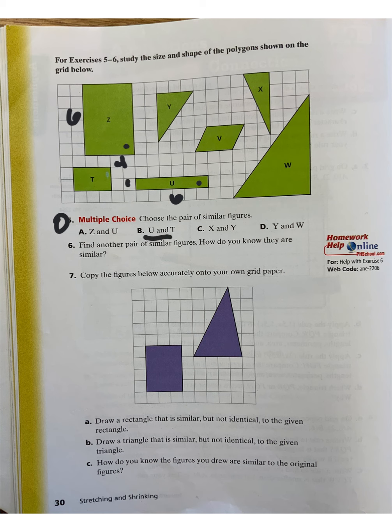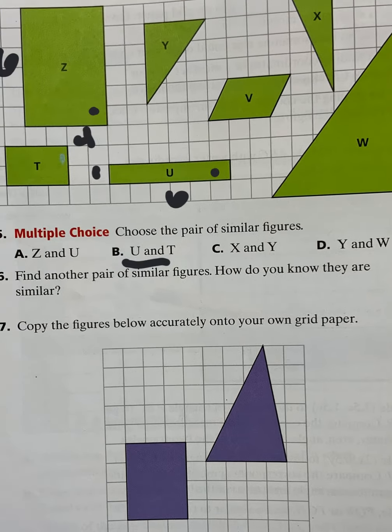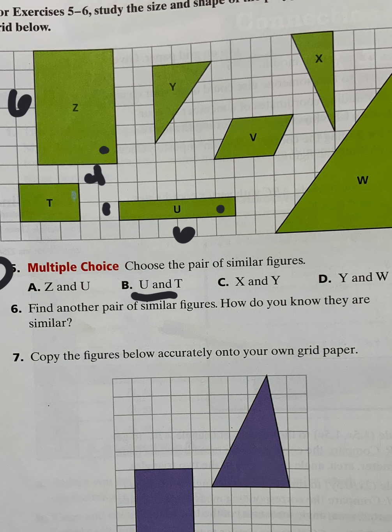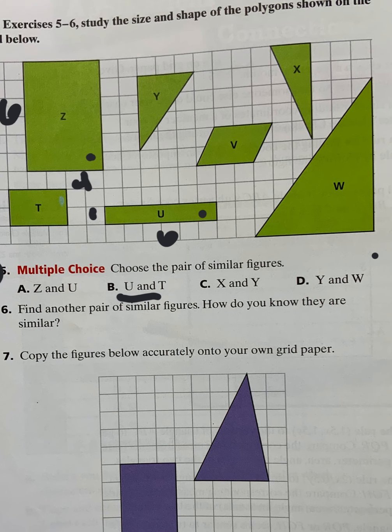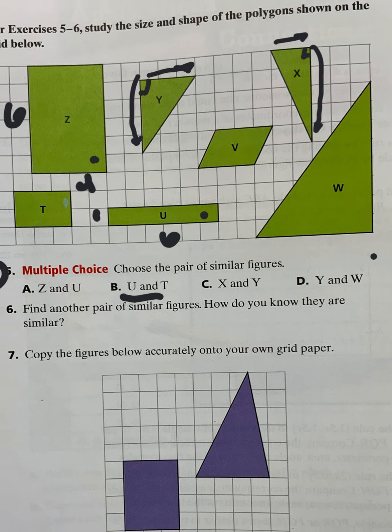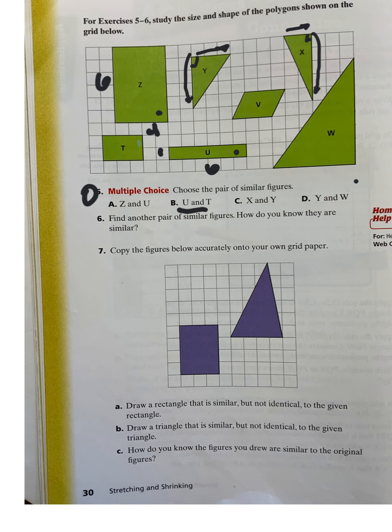Then check U and T, then X and Y, and then check Y and W. When you do triangles, the height is the one that's at 90 degrees. So that's going to be the height, and then you measure it against this one. Check to find out if they're in proportion, if they look alike, if their angles are the same. Then you just circle which one.